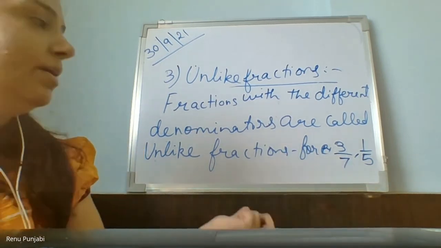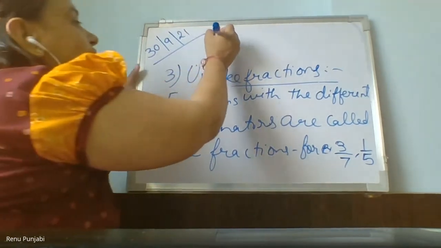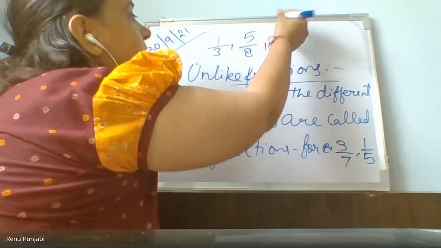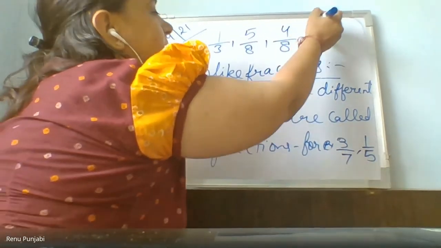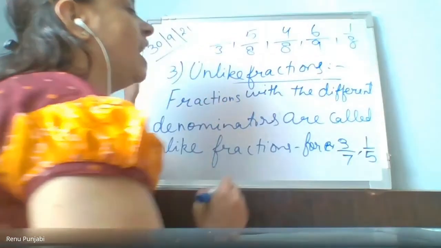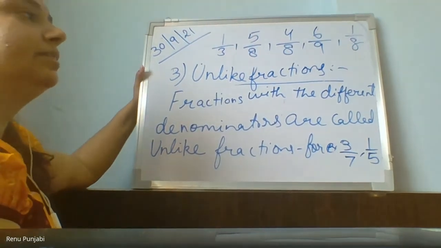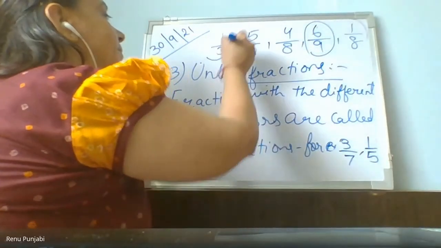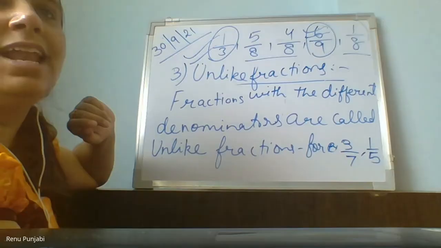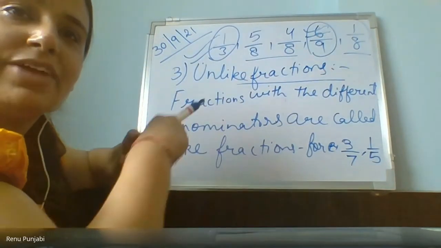Any fraction, but a group of fractions, for example, if I give you some fractions in a group: 1 upon 3, 7 upon 8, 5 upon 8, 4 upon 8, 6 upon 9, then 1 upon 8. So which are the unlike fractions here? 6 upon 9 and 1 upon 3 are the unlike fractions. And the remaining fractions are the like fractions. तो अब आपको भीड़ में से छाटना आ गया लाइक फ्रैक्शंस कौन से हैं, अनलाइक फ्रैक्शंस कौन से हैं? Yes, ma'am.